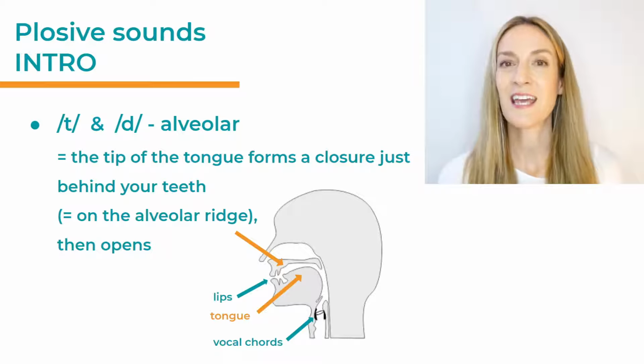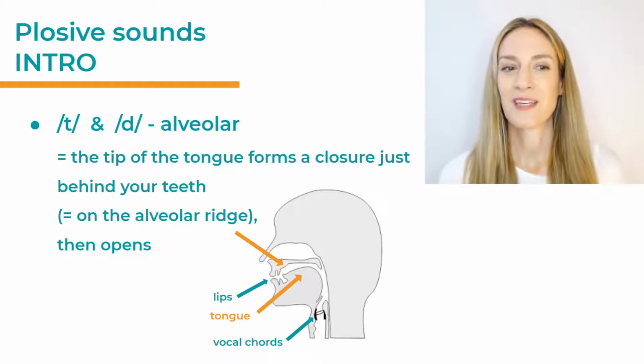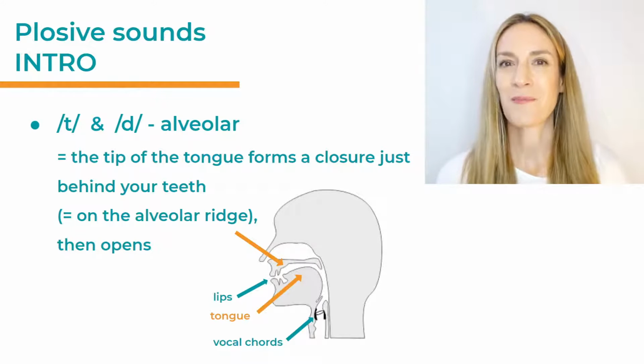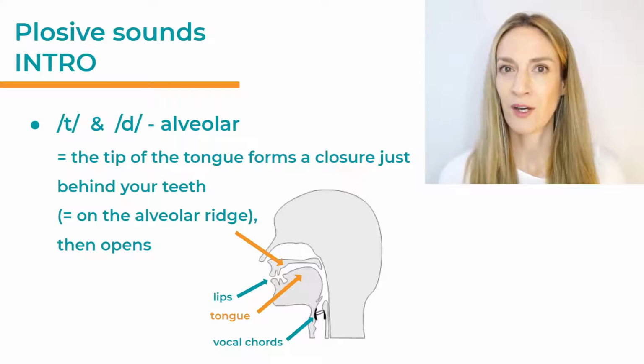Just say it and be aware where your tongue is. T and D. So there is a closure, and then the tongue is opened. It just goes down and opens up that closure, and this is what forms the sounds T and D. And the movement is exactly the same for both of those.